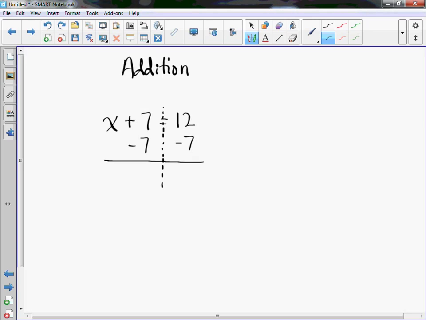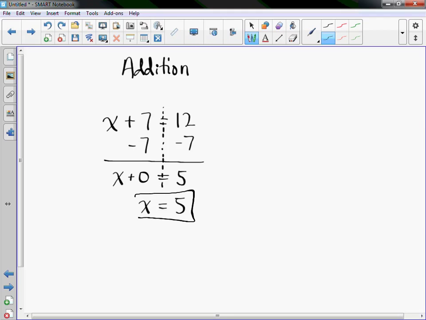Find like terms. For x, there's no like term with x, so x plus nothing is just x. Okay? 7 minus 7 is 0, so I'm going to put the 0 down. This is an extra step for some of you, but for others it's a good step. Okay, 12 minus 7 is 5. And then you can just think x plus 0 is just x on the left-hand side equals 5.